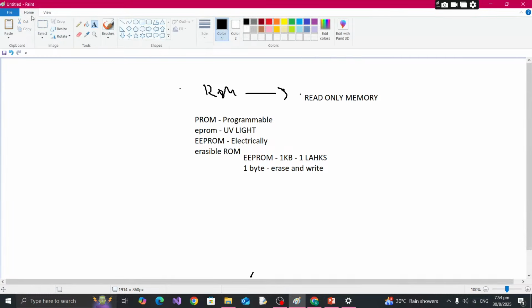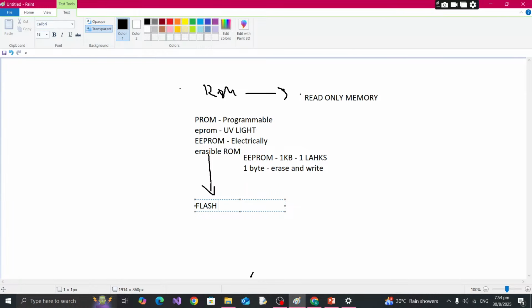So that becomes a big disadvantage, and it is an uncomfortable situation for us. Then came the advancement and new technology called flash. Why is it called flash? It's a brother of EEPROM, and in flash we can erase and write 128 bytes at a time. So in a flash of a second it can erase and rewrite. So we call it flash.